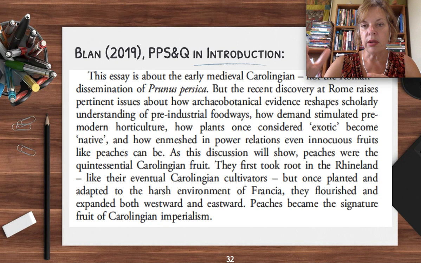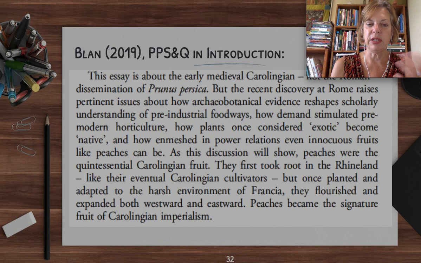And then, you know, there's several things here. How demand stimulated pre-modern horticulture, how plants once considered exotic became native, and how enmeshed in power relations even innocuous fruits like peaches can be, as this discussion will show. So all the components of the paper, the arguments, the knowledge gap, the problem, the context, the purpose, are all in the introduction. So you don't need to rethink that because you've already done it through the problem purpose statement.